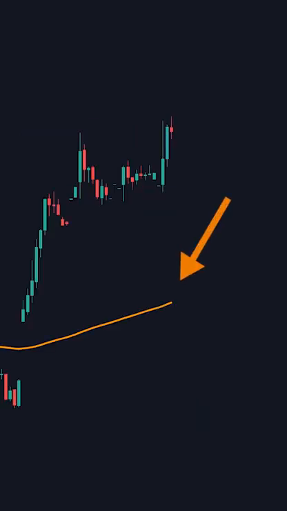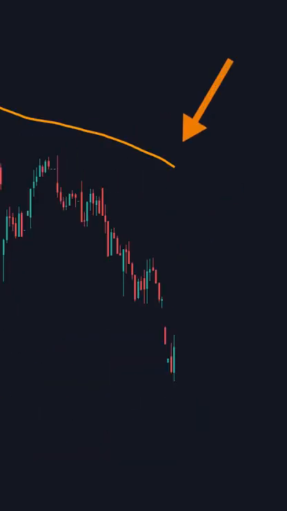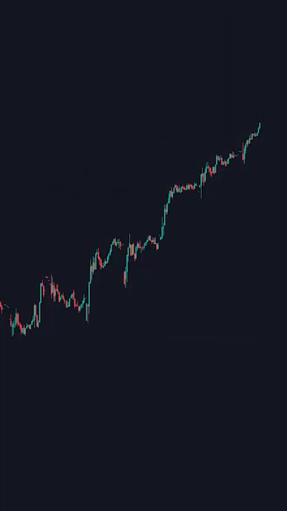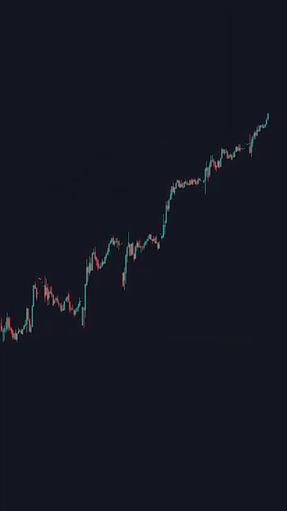If price is above the 200 EMA, it's an uptrend. If it's below, it's a downtrend. You should also be looking at higher time frames as well, just to get a good idea of what the overall trend is.